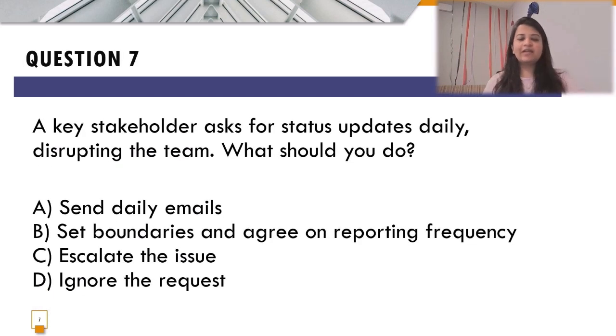Question number 7. A key stakeholder asks for updates daily, disrupting the team. So, what should you do as a project manager? Now, remember, effective stakeholder engagement includes managing expectations and setting clear communication plans. So, in this case, you as a project manager have to set up a clear communication plan by setting up different boundaries and agreeing on a reporting frequency, understanding that this is not going to impact the team performance on a daily basis, since here in this scenario the stakeholder is requesting the status update daily.